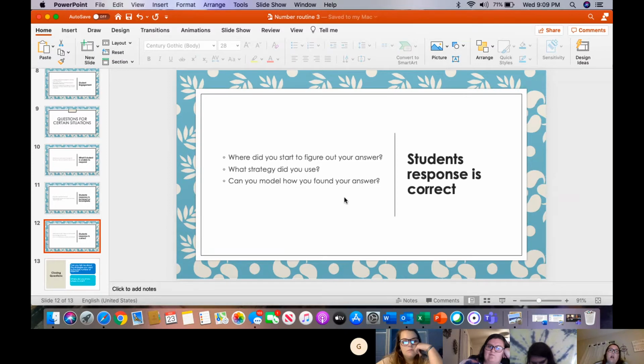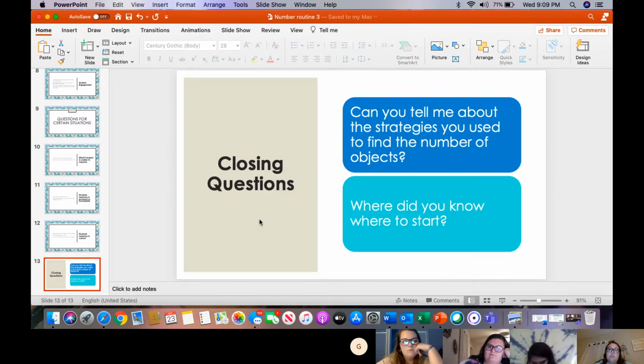Whether on paper would be a good way to model. And then for closing questions, I say, can you tell me about a strategy you used to find the number of objects, and where did you know to start? So yeah. Good job.